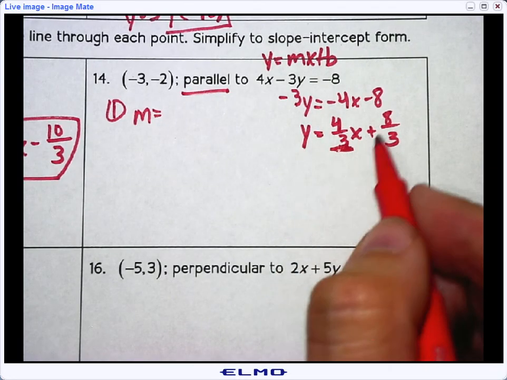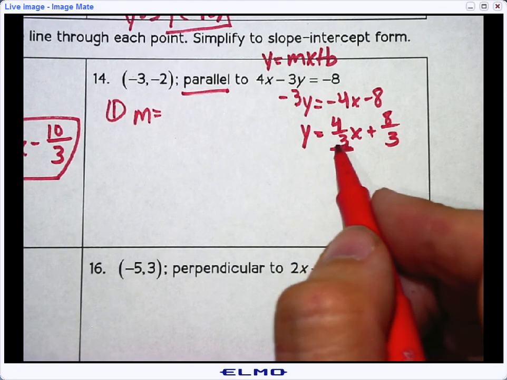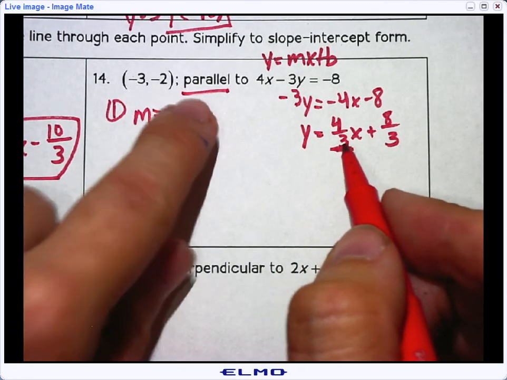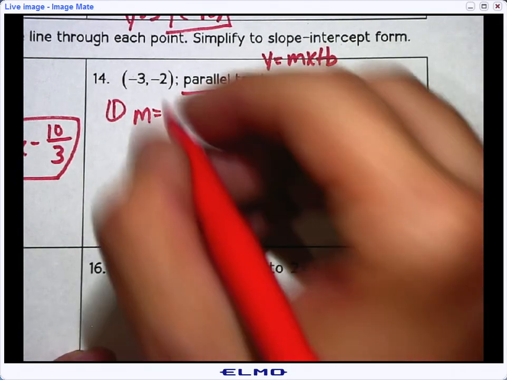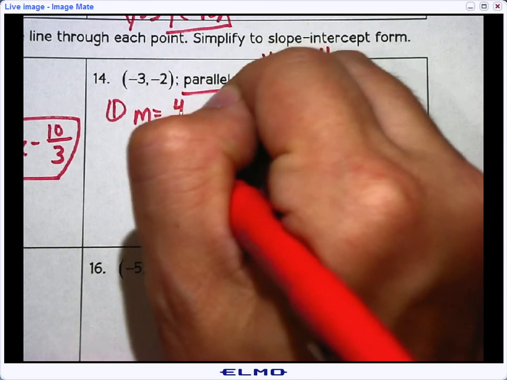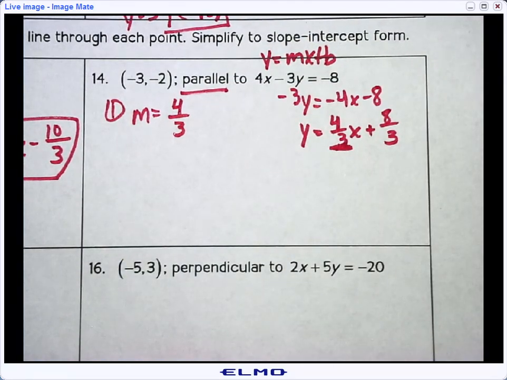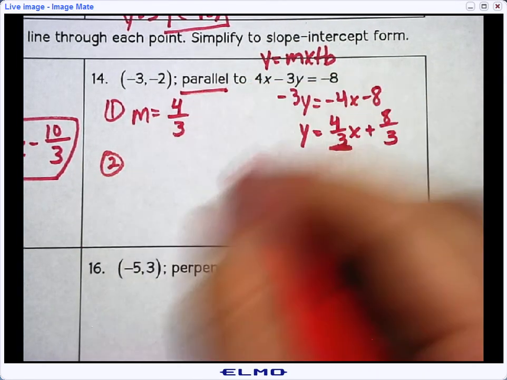I want to know what's the slope of this line. This has a slope of 4/3. Since my lines have to be parallel, the slope I'm going to use has to be the same. So I will also use the slope of 4/3. Now we're ready to put it back in point slope form.